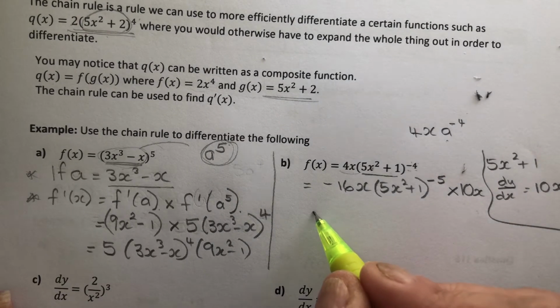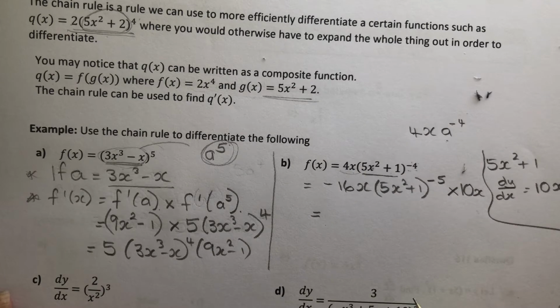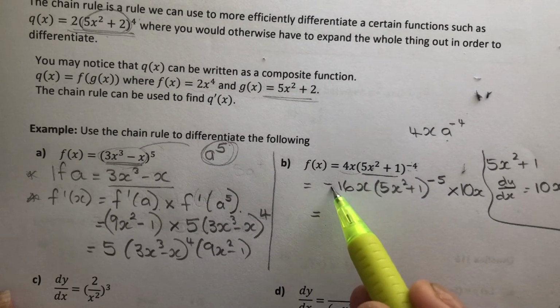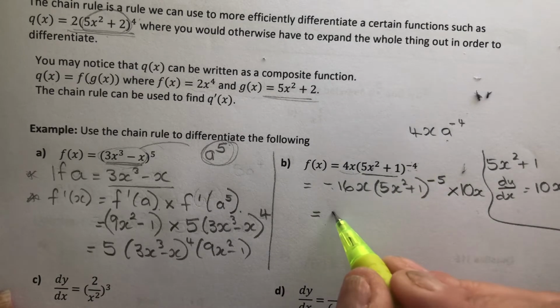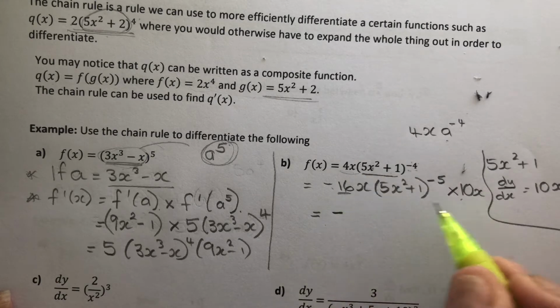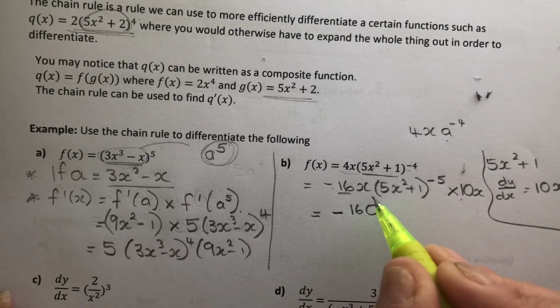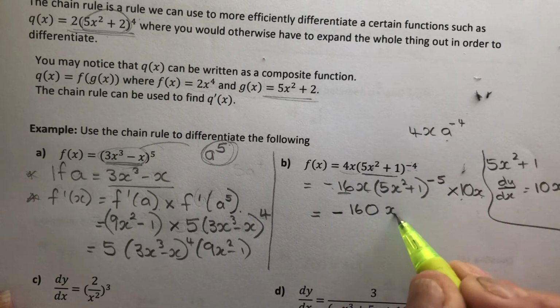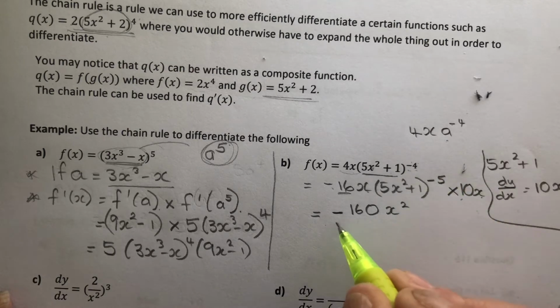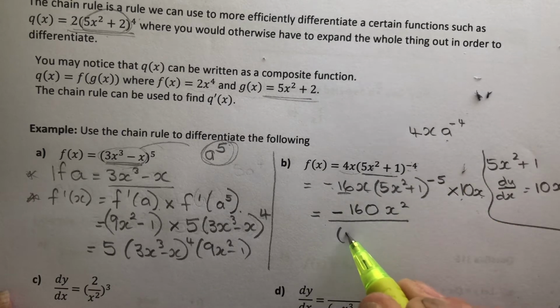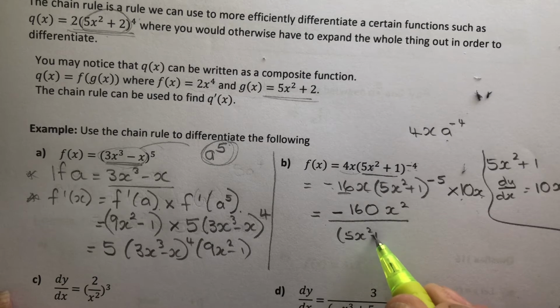Okay, so moving on from there, we're going to go negative. It's going to be on the top. 16 times 10 is 160. And x times x is x squared. And this is negative 5. So the rest of it goes on the bottom. 5x squared plus 1 to the power of 5.